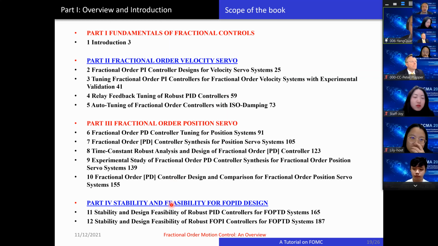I also saw the last plenary speaker showed the stability domain. Beyond the domain, it is not stable. So knowing the stability map is very important. We discussed that problem in part 4. We call this the achievable design space. Okay.